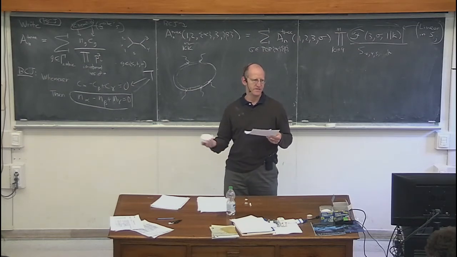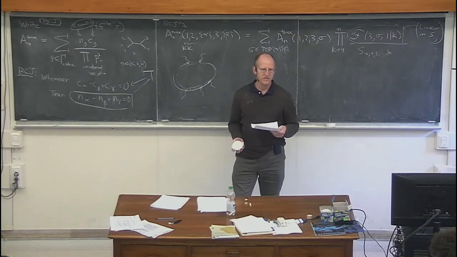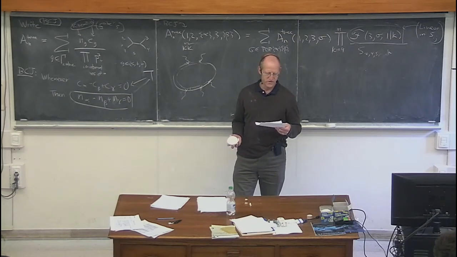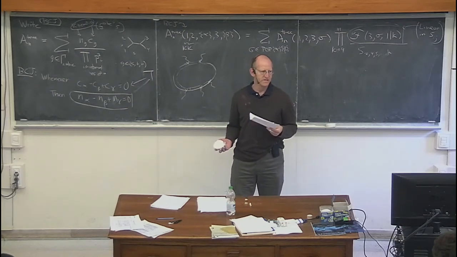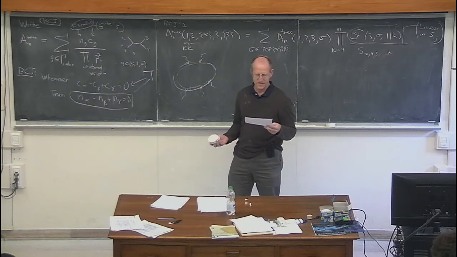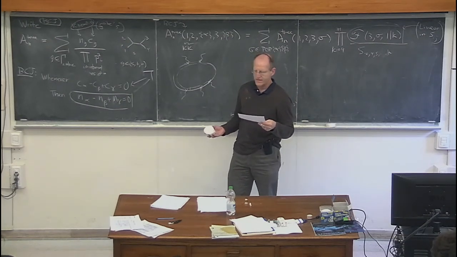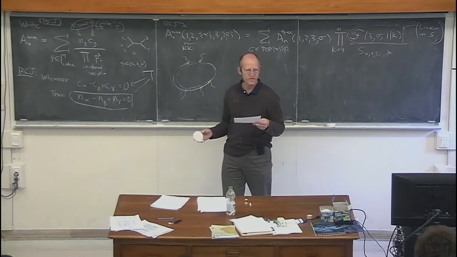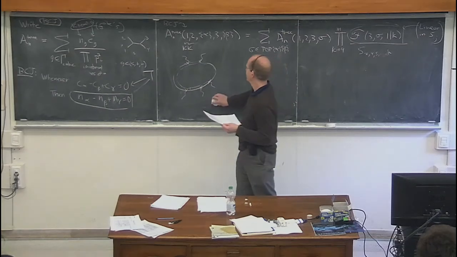So I want to just show you how they work at one loop in the simplest case. And I'm not going to explain why the one loop amplitude has the form that it does, but it has a very nice form. And then you could sort of see how the BCJ relations work there. Any other questions before I write down this one loop amplitude? Yeah.